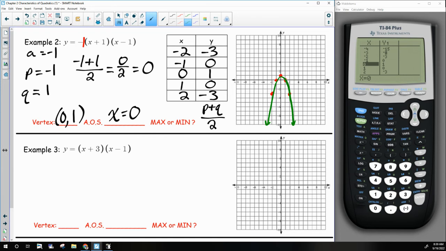The only thing we did not do yet is max or min. Looking at our graph, does this have a maximum or a minimum? This is our vertex way up here. Is that at the top or the bottom? The top of the hill, so it's a max. Example 2, finished. On to example 3.